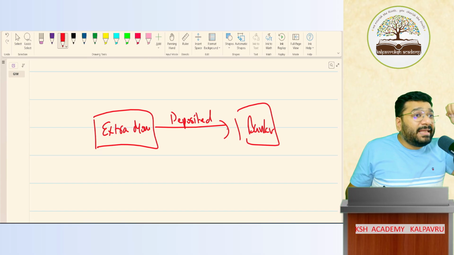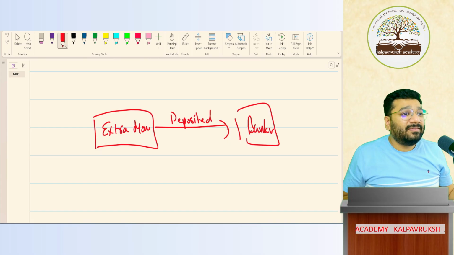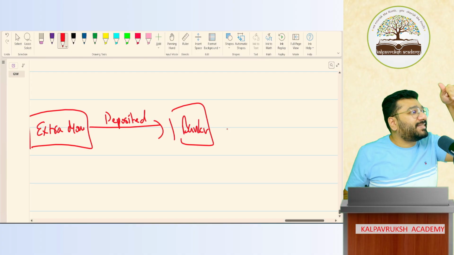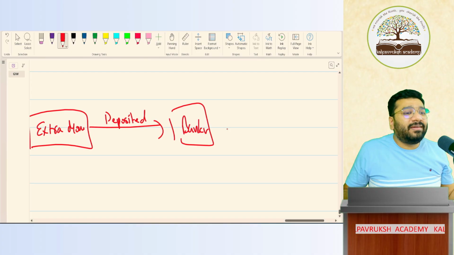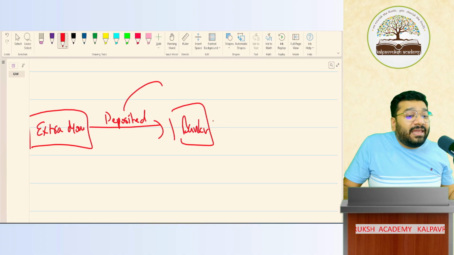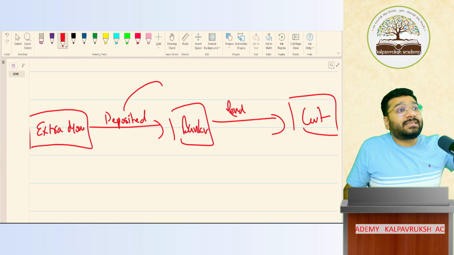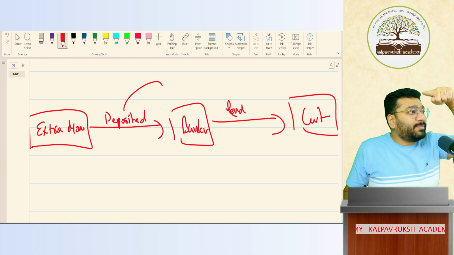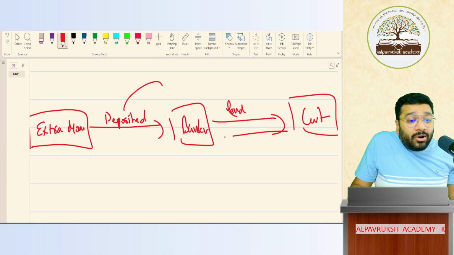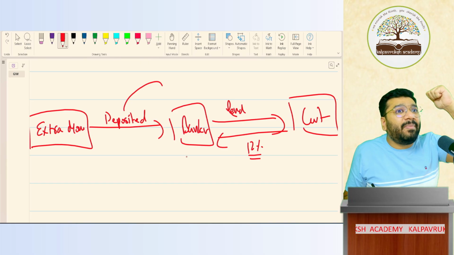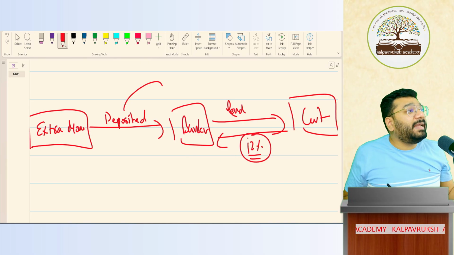So why is the banker taking the extra money? He has no other work. What will the banker do? No. The banker is into the lending business. What is his source of income? He takes money from you and lends it to his other customer, the loan customer, that is the borrower. The borrower will pay 12% interest. So the banker's income is interest income.